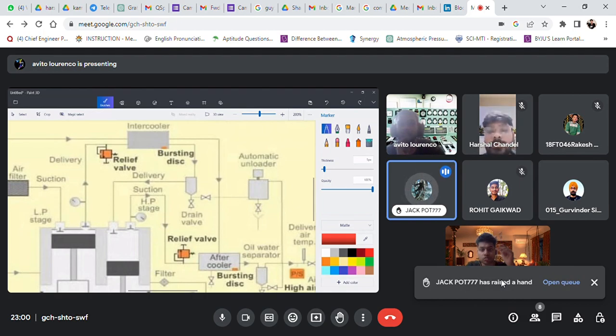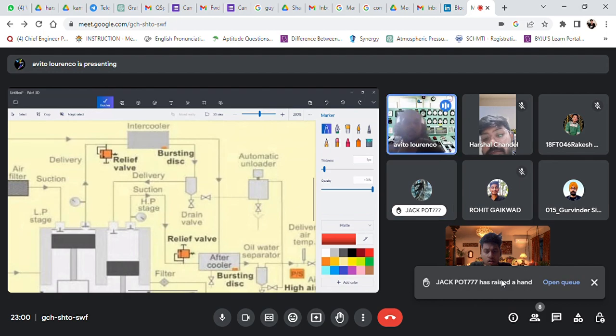You have the bursting disk and the relief valve, right? Both are for pressure management. On the water side, it will be the bursting disk. Okay, no confusion on that. The air side will be the relief valve.